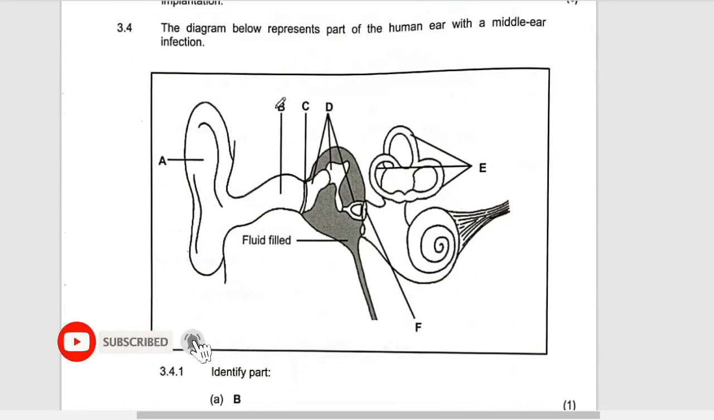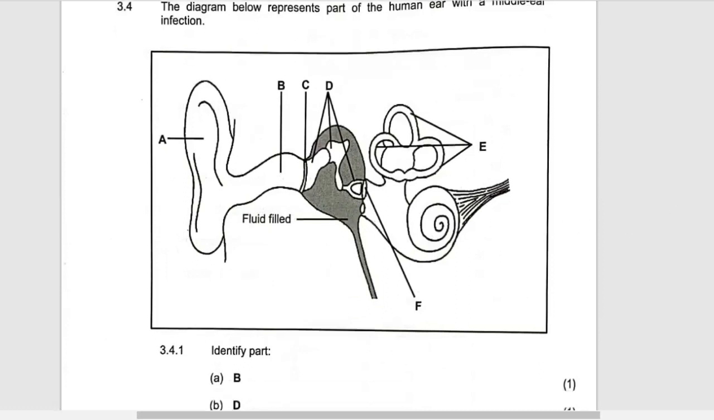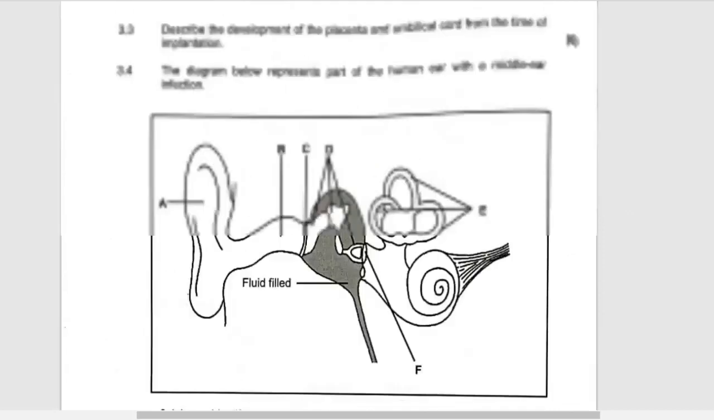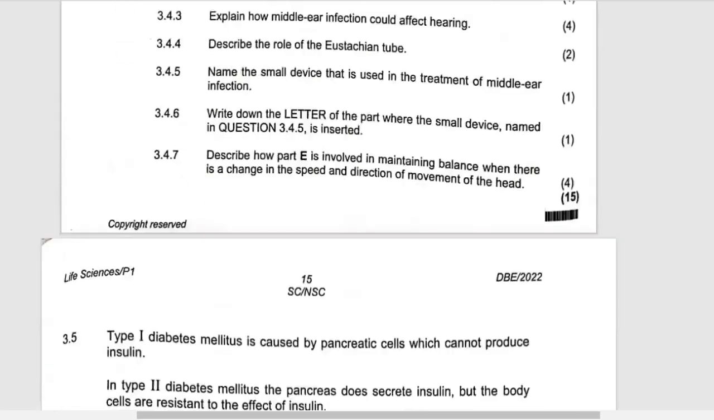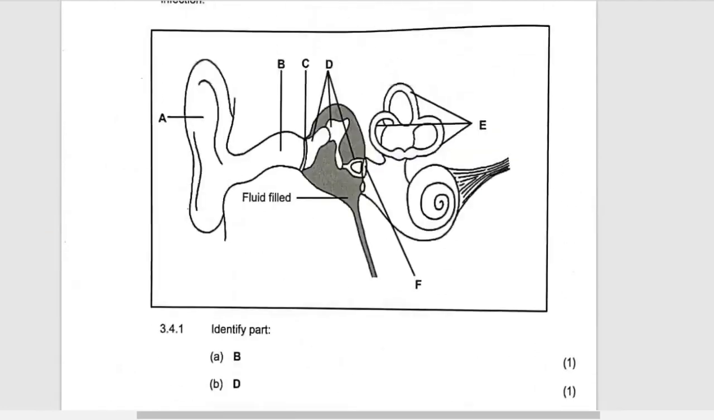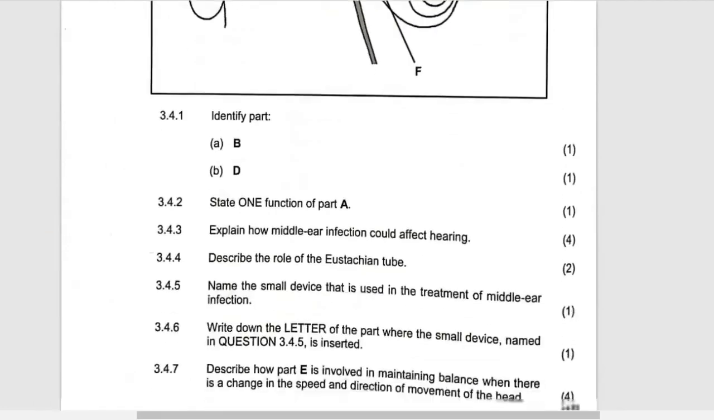You need to know pinna, auditory canal, tympanic membrane, the ossicles, because there are three, semicircular canal, oval window, and then Eustachian tube, which is filled up with the fluid. So that's why it is middle ear infection. Identify part B. We've seen it.